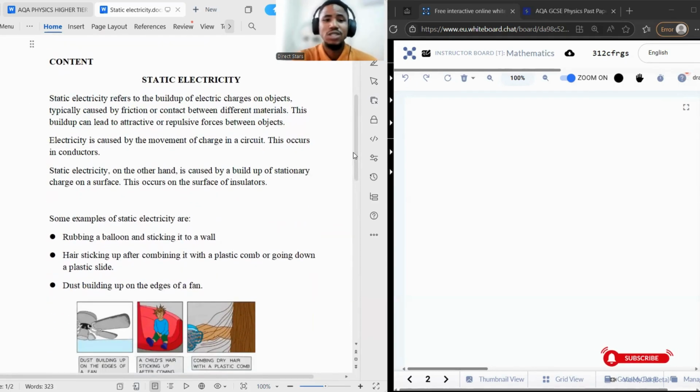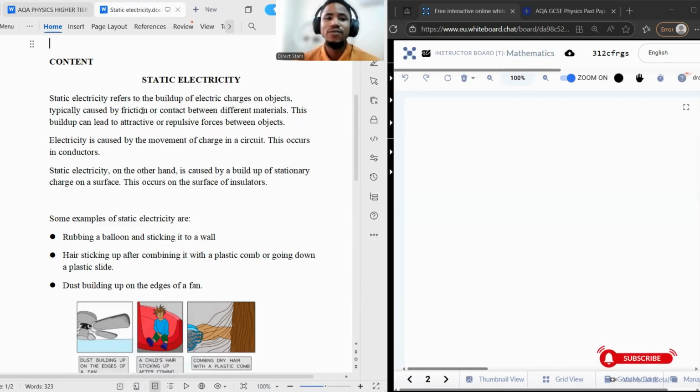At first, you need to understand what static is. Static means when an object is at rest, when it's not moving. That is static, stagnant. So now when we say static electricity, that means when electricity is not moving. A stagnant electricity. So how does it work?